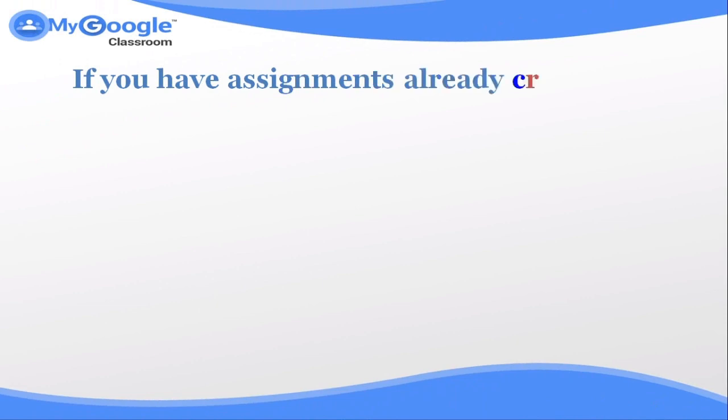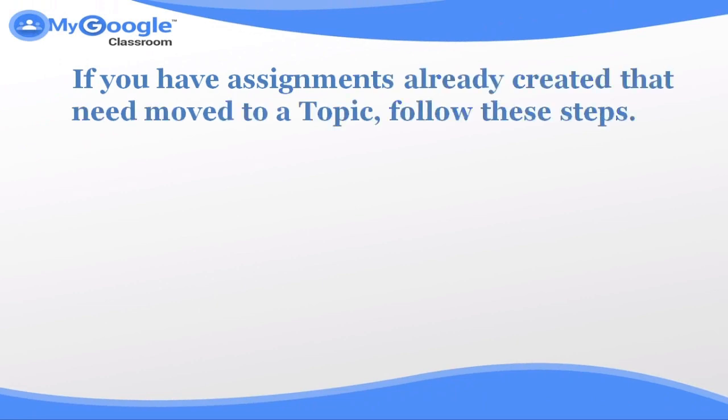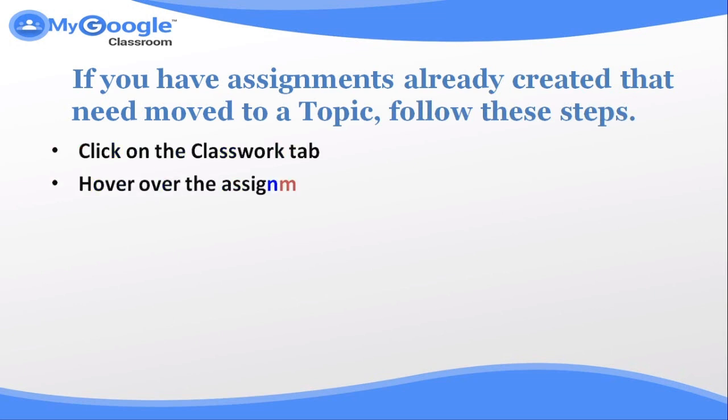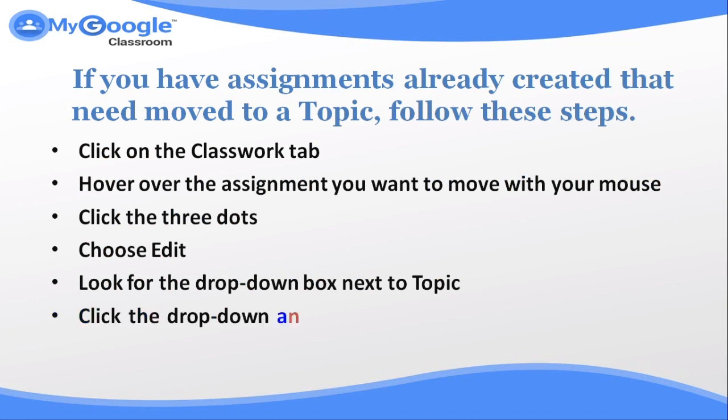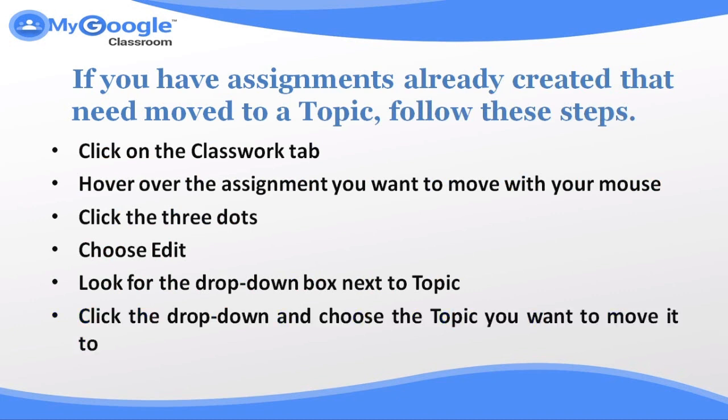If you have assignments already created that need moved to a topic, follow these steps. Click on the Classroom tab. Hover over the assignment you want to move with your mouse. Click the three dots. Choose Edit. Look for the drop-down box next to the topic. Click the drop-down and choose the topic you want to move it to.